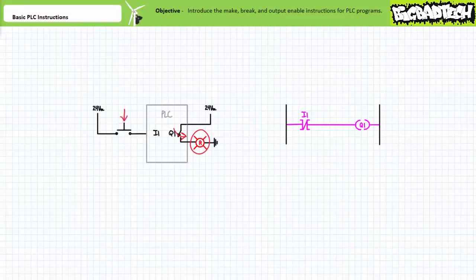When the field input device is in its activated closed state, input 1 is receiving a logical 1. Being a break instruction, this means the PLC program does not permit logical continuity from left to right, and output Q1 is de-energized. Electromechanical relay Q1 opens, and the pilot lamp turns off.